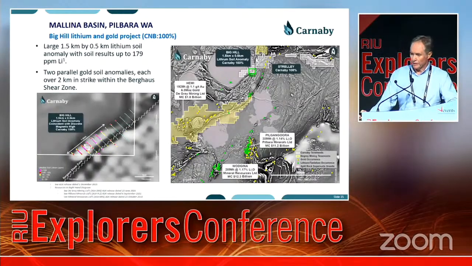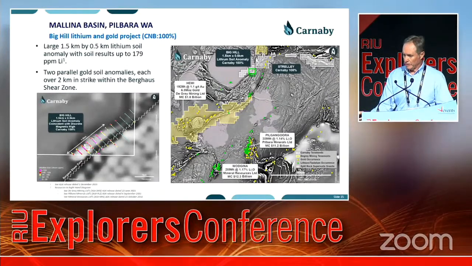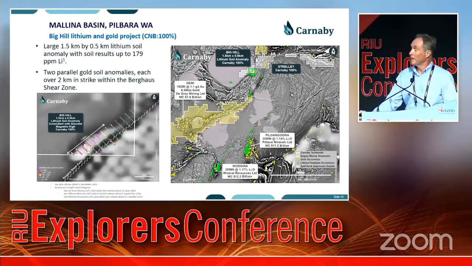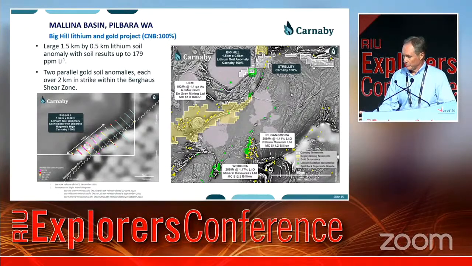Now, no portfolio is complete at the moment without a lithium anomaly. So as part of our work out at Strelly, there's very few areas amenable to soil sampling, but one of them is a big hill on the western part of our tenement. We did soil sampling looking for gold. We found 2 parallel gold soil anomalies, but amongst it we found a 1.5 K by 500 metre lithium anomaly with results up to 179 ppm. Mapping through there did show pegmatite, so that's work in progress to go back there, properly map it and prepare a program for next year, or for later this year.